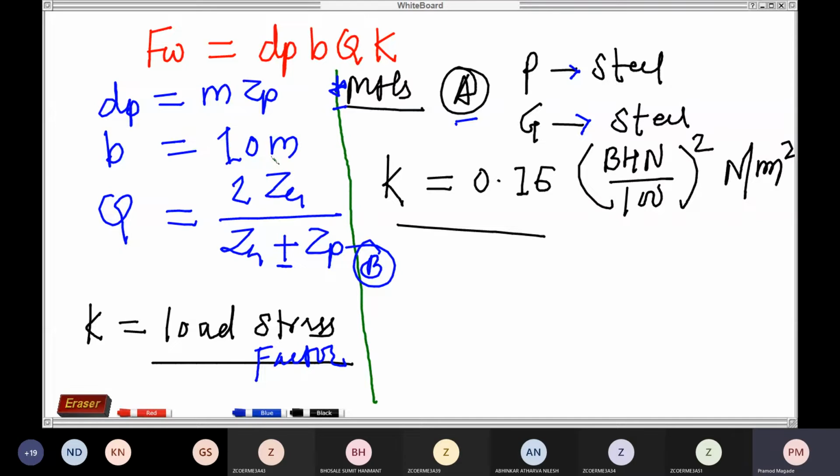Okay, have you written this? Wait. Next, write down, if pinion and gear are made up of cast iron.